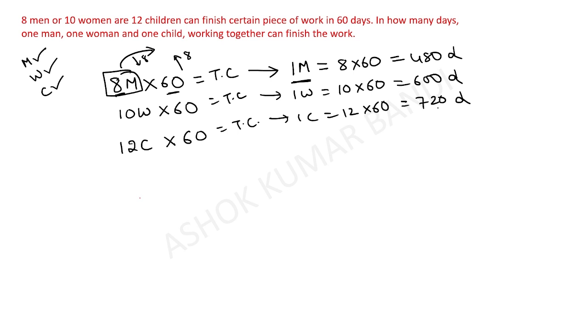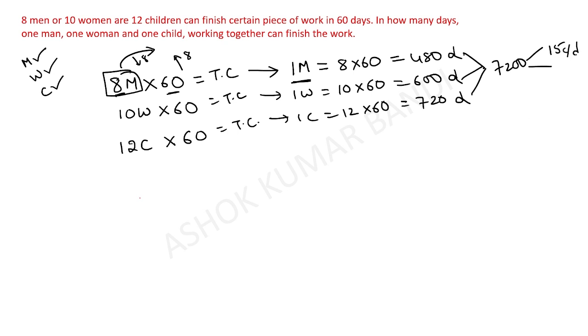Now what you are going to do is find out the LCM of all of these numbers, and assume you are having those many chocolates, and try to find out how many chocolates one man, one woman and one child can eat in one day. So the LCM is 7,200. So assume that we are having 7,200 chocolates in our packet. If one man can eat 7,200 chocolates in 480 days, in one day he can eat 7,200 by 480, which is 15 chocolates per day.